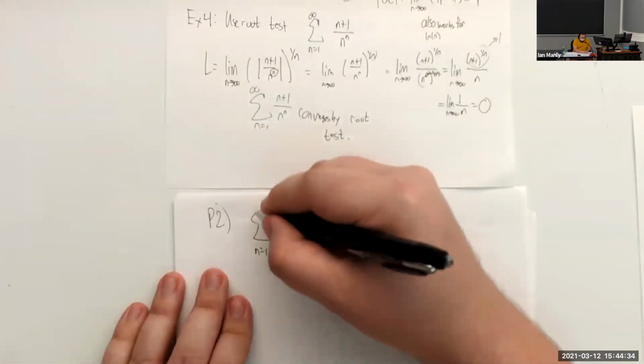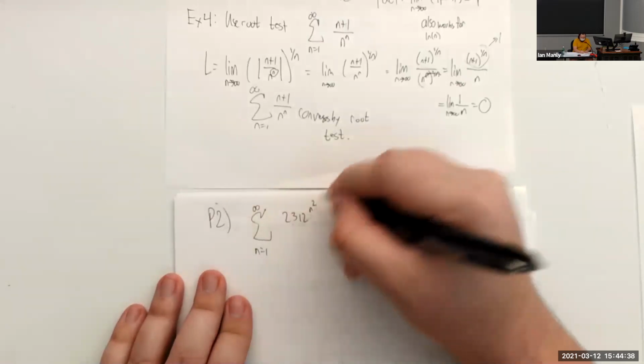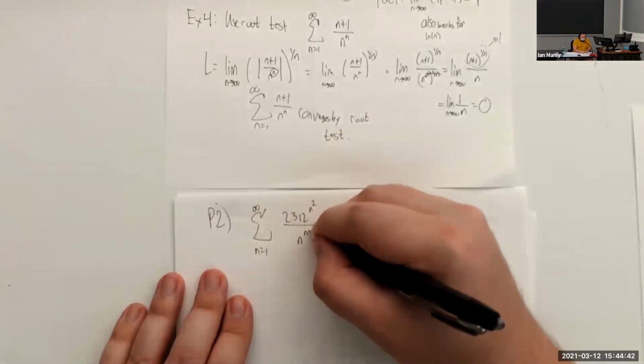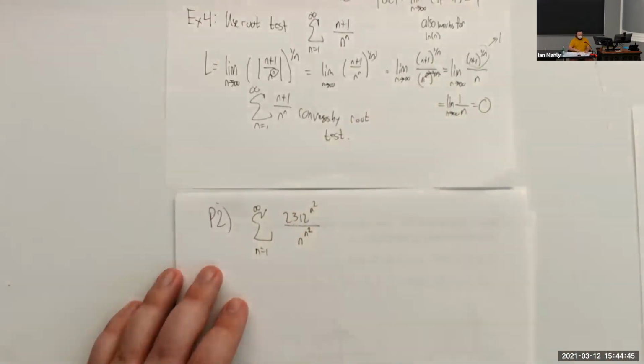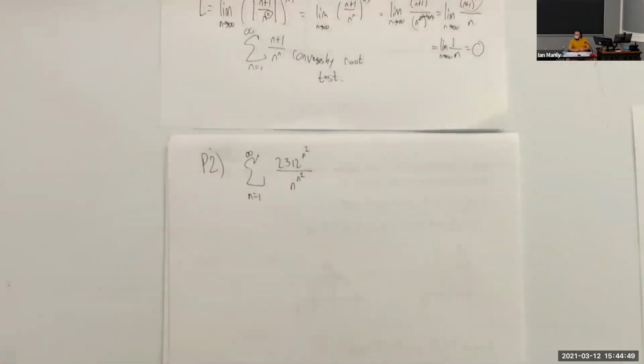All right, so why don't you guys take a look at this? The sum from 1 to infinity of 2312 raised to the n squared divided by n raised to the n squared. All right, so go ahead and try the root test.